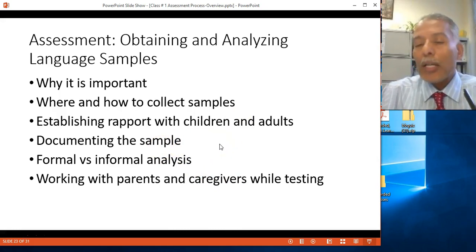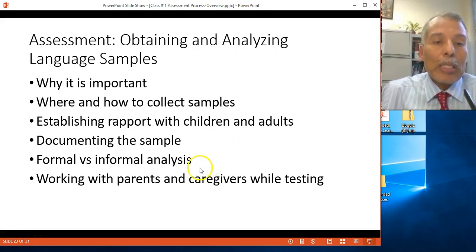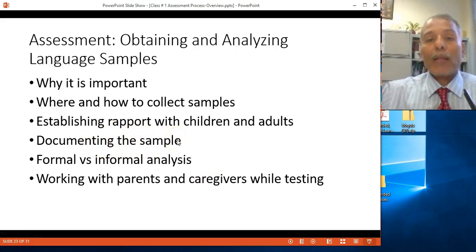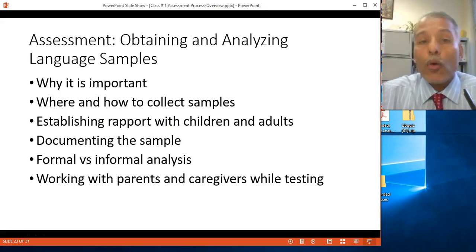Again, in sampling, it is advised to record, but you take permission from the parent before you do so. You try to write down everything that you can, in some cases you can, especially if the child's output is limited. You try to document so that you can go back and then officially transcribe your sample and analyze it, whether informally or formally.